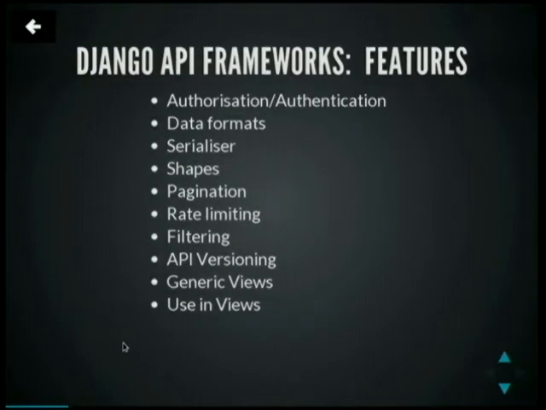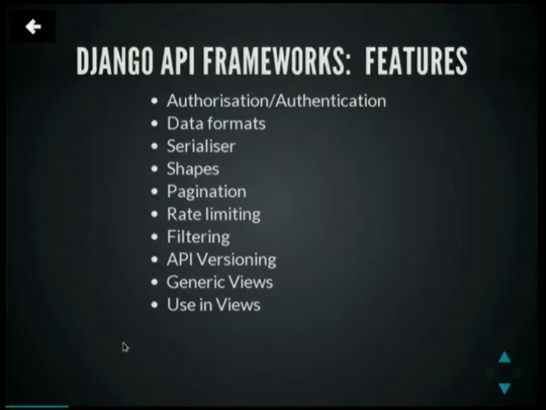These are the main features most people are really going to be interested in when looking at one of these API frameworks. I think it's all pretty obvious what they are, except for maybe shapes. Shapes is basically sending your data in different formats, different number of fields, different shapes of data, depending on which part of the API you're calling.